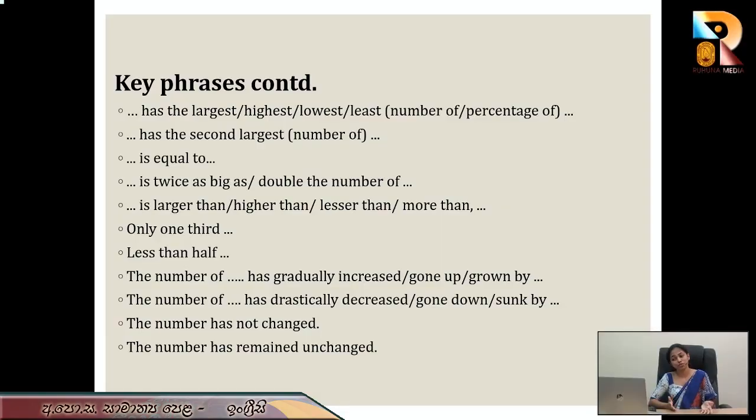So like that. And if you want to indicate a pattern, as I said earlier, especially if you are interpreting data that change over a time, you could say this number has gradually increased, or from this year to this year, and this number has drastically decreased from this year to this year, like that. And of course, if there is no change at all, you could say the number has remained unchanged, or the number has not changed.